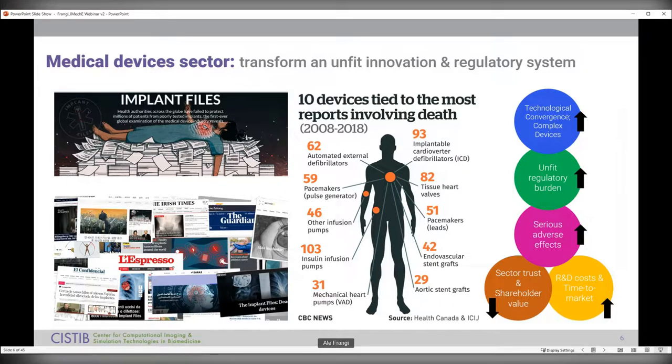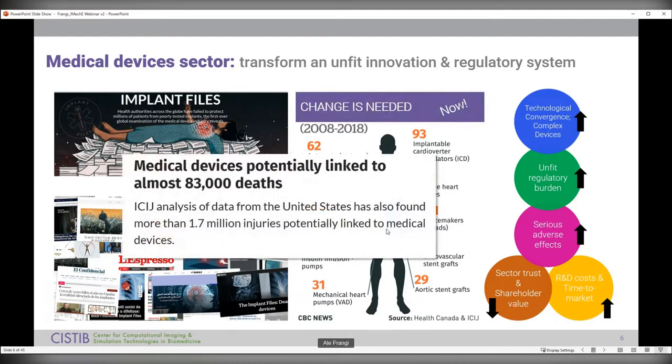Well, the Implant Files study, an investigative journalism study done a few years ago, demonstrated that across a very large range of devices, over a period of 10 years in the US alone, there were over 83,000 deaths associated directly with malfunction of medical devices, and also over 1.7 million serious adverse effects of a similar nature. And all of those are connected to devices that went all the way through the regulatory approval process.